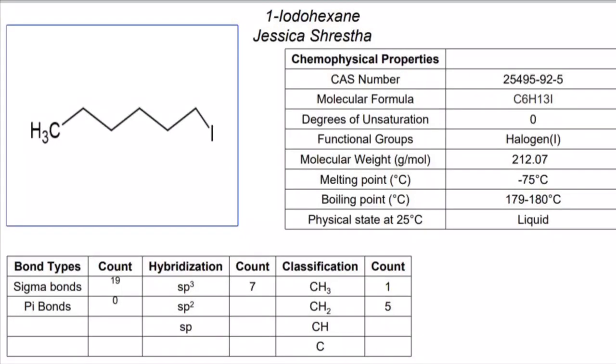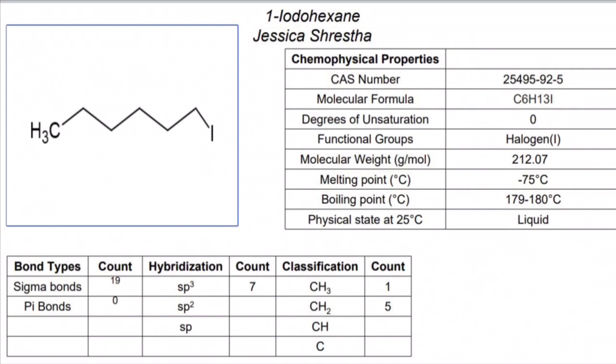Today we are going to be looking at the molecule named 1-iodohexane. The CAS number for this molecule is 254-95925. The molecular formula for this compound is C6H13I, which tells us there's 6 carbons, 13 hydrogens, and 1 iodine.